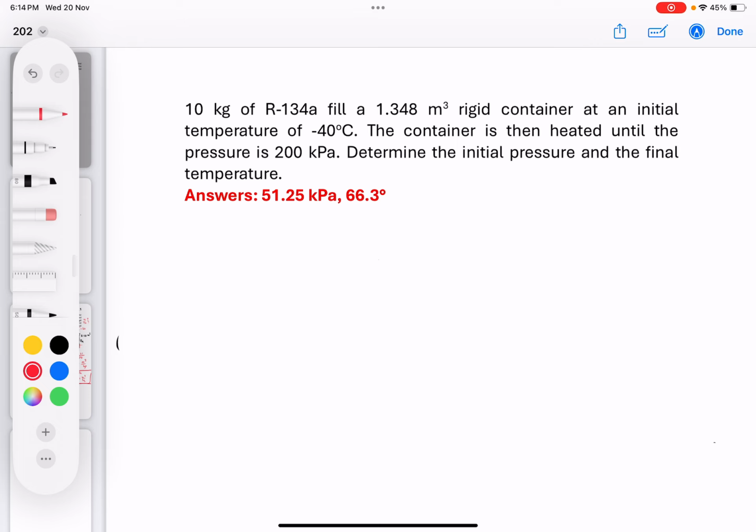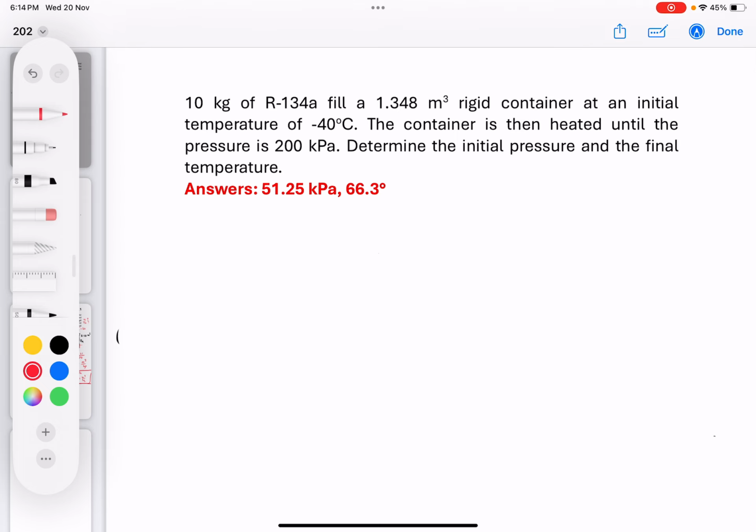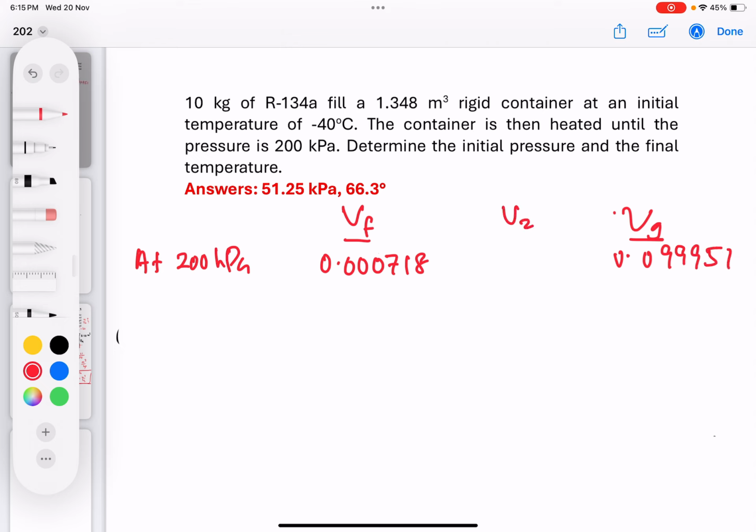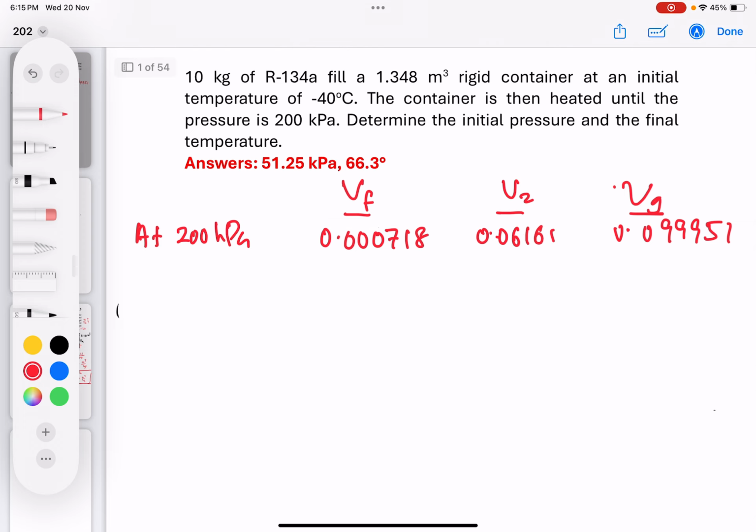So let me rewrite here. My VF at 200 kilopascal equals 0.0007618, and my VG equals 0.099951, and my V2 equals 0.06161. Because my value is located in the saturated liquid-vapor region, I have to use this formula.